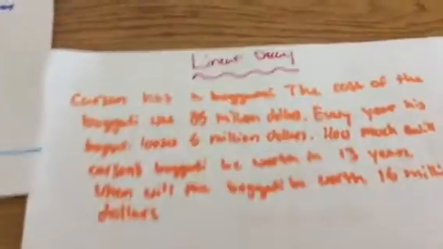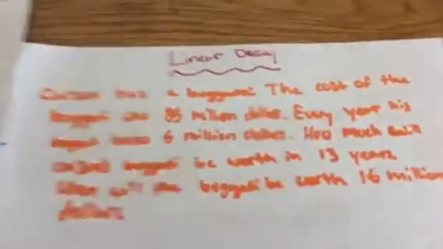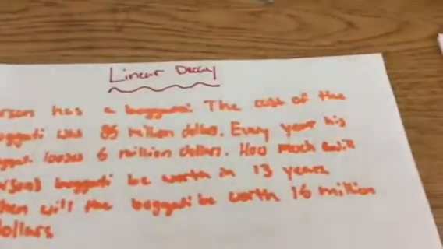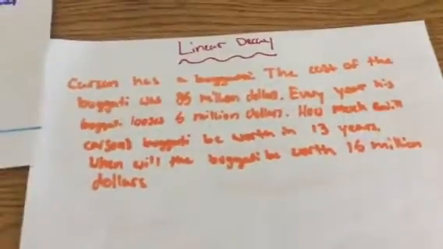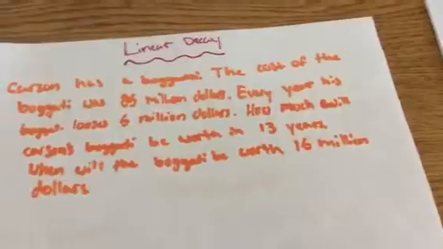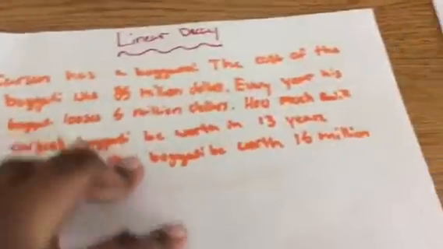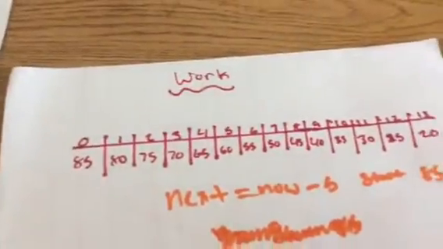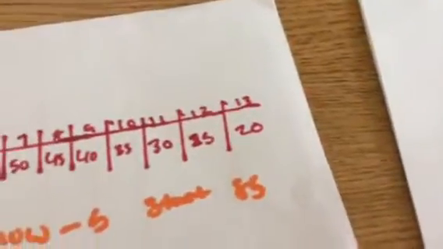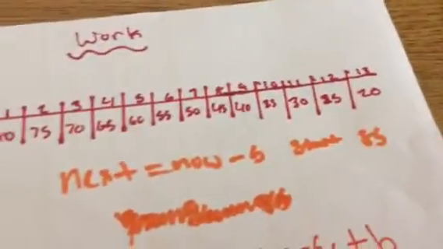And now we have our linear decay problem. Carson has a Bugatti. The cost of the Bugatti is $85 million. Every year, his Bugatti loses $5 million. How much will Carson's Bugatti be worth in 13 years? And when will the Bugatti be worth $15 million? Well, as you can see, the table says that at 13 years, it will be $20. So that's the answer to question 1.